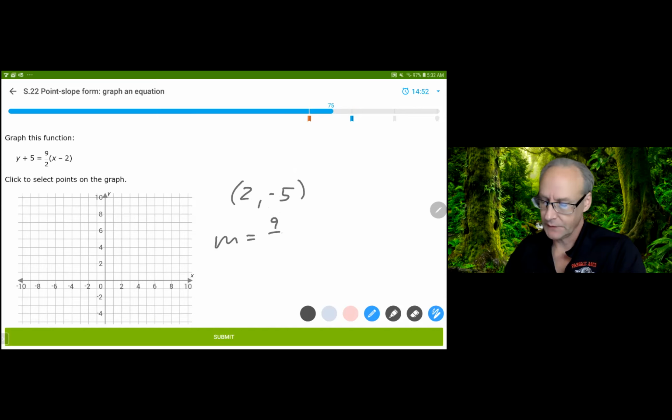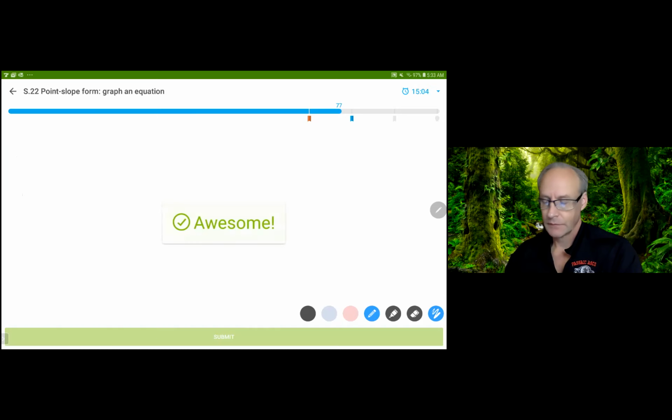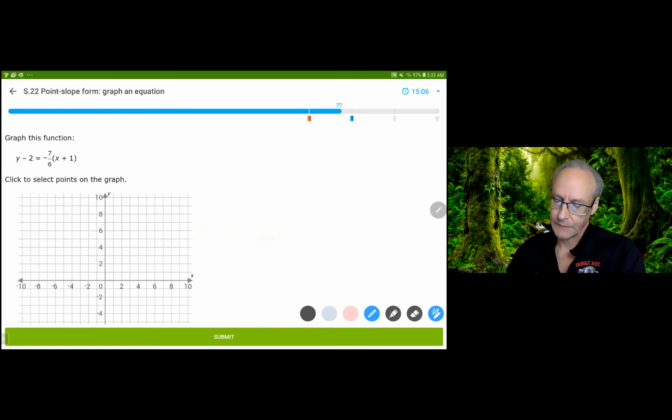M is equal to 9 over 2. So I'm going to go through 2, -5, which is right there. I'm going to count up 9, which is going to be here, and over 2, which is right there. All right, we're going to go through -1, 2, and we have a slope of -7 over 6. -1, 2, and we went down 7 and over 6.